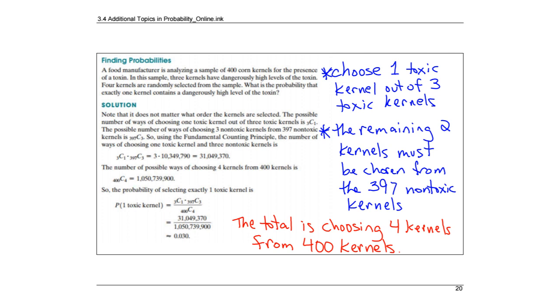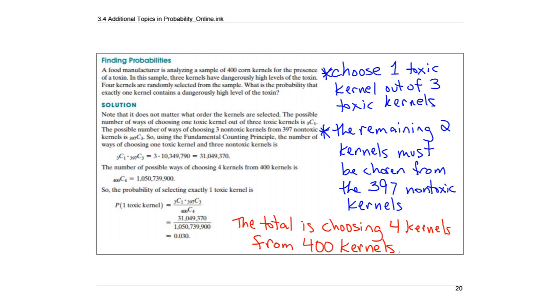A food manufacturer is analyzing a sample of 40 corn kernels for the presence of a toxin. In this sample, 3 kernels have dangerously high levels of toxin. 4 kernels are randomly selected from the sample. What is the probability that exactly 1 kernel contains a dangerously high level of the toxin?